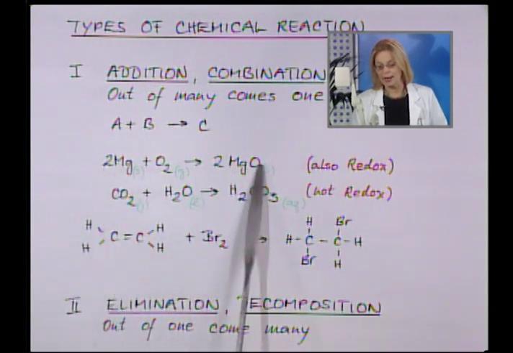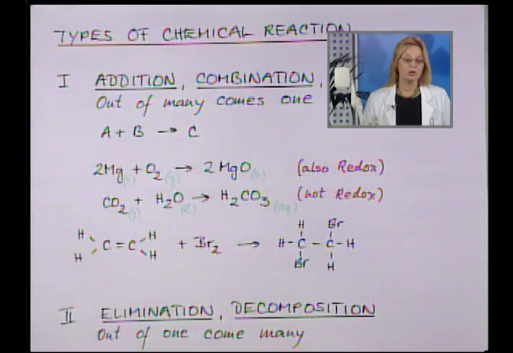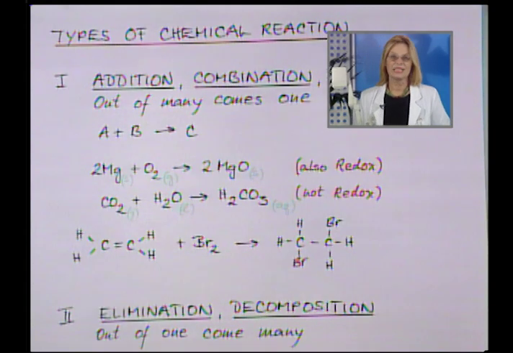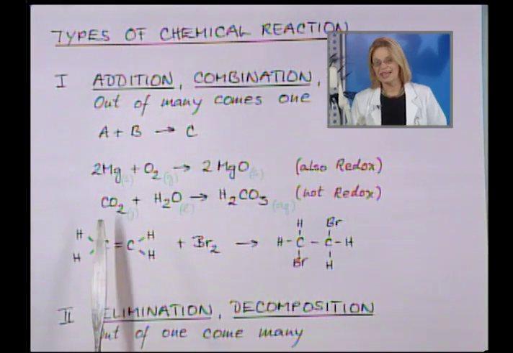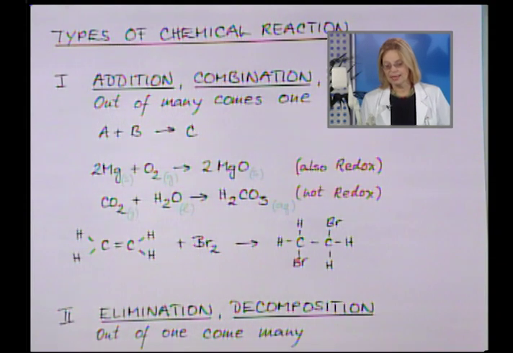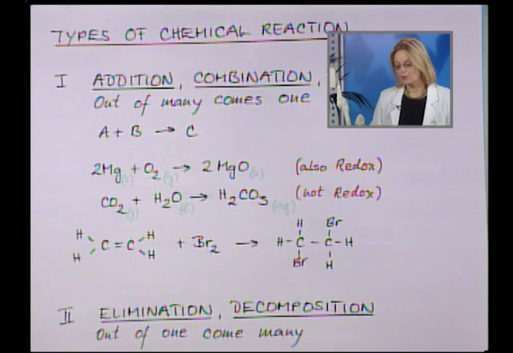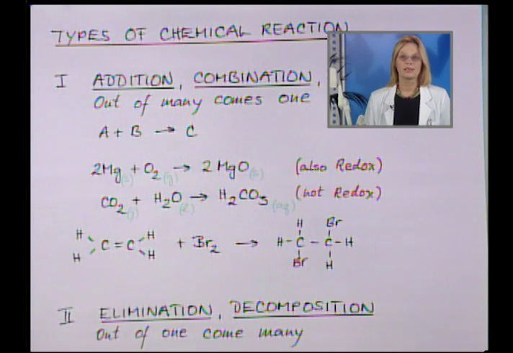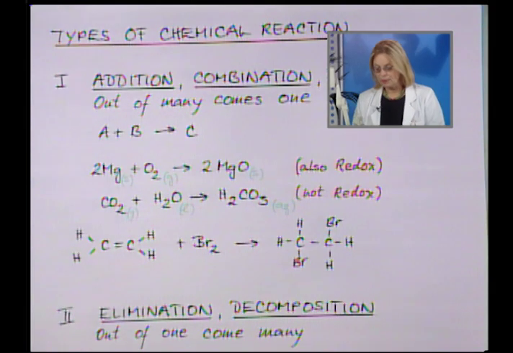Now this top one happens to be also a redox reaction or oxidation reduction, and we say a redox for short, the red ox if you like. So magnesium is being oxidized and oxygen is being reduced from the oxidation state plus minus 0. We'll go more into oxidation state as we go along.